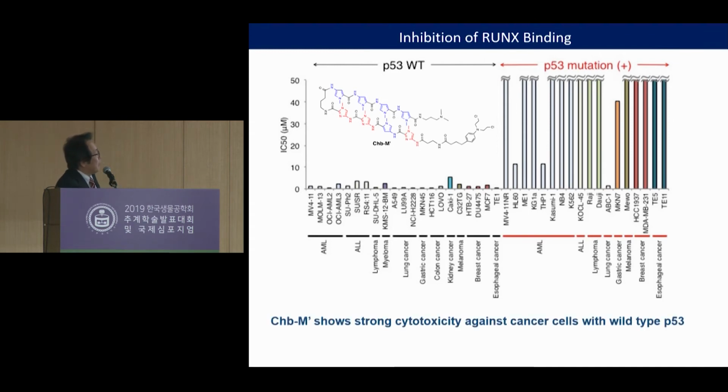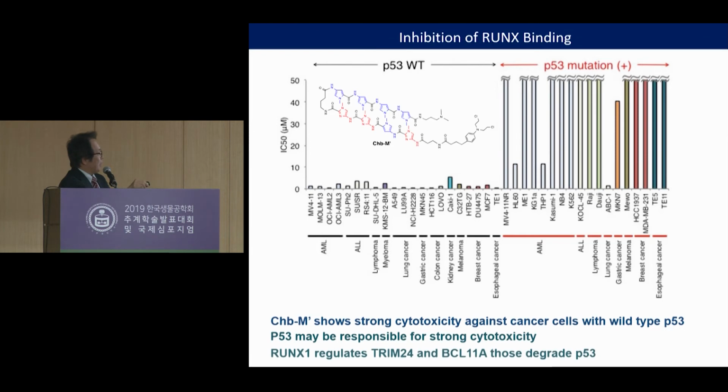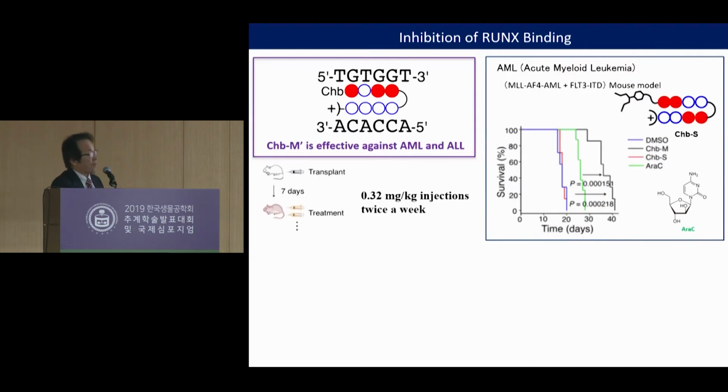The compound shows strong cytotoxicity against cancer cells with wild type p53. That may be, probably, p53 is responsible for the strong cytotoxicity here. And we propose that RUNX1 regulates TRIM24 and BCL11A, which degrade p53, and that explains this phenomenon.